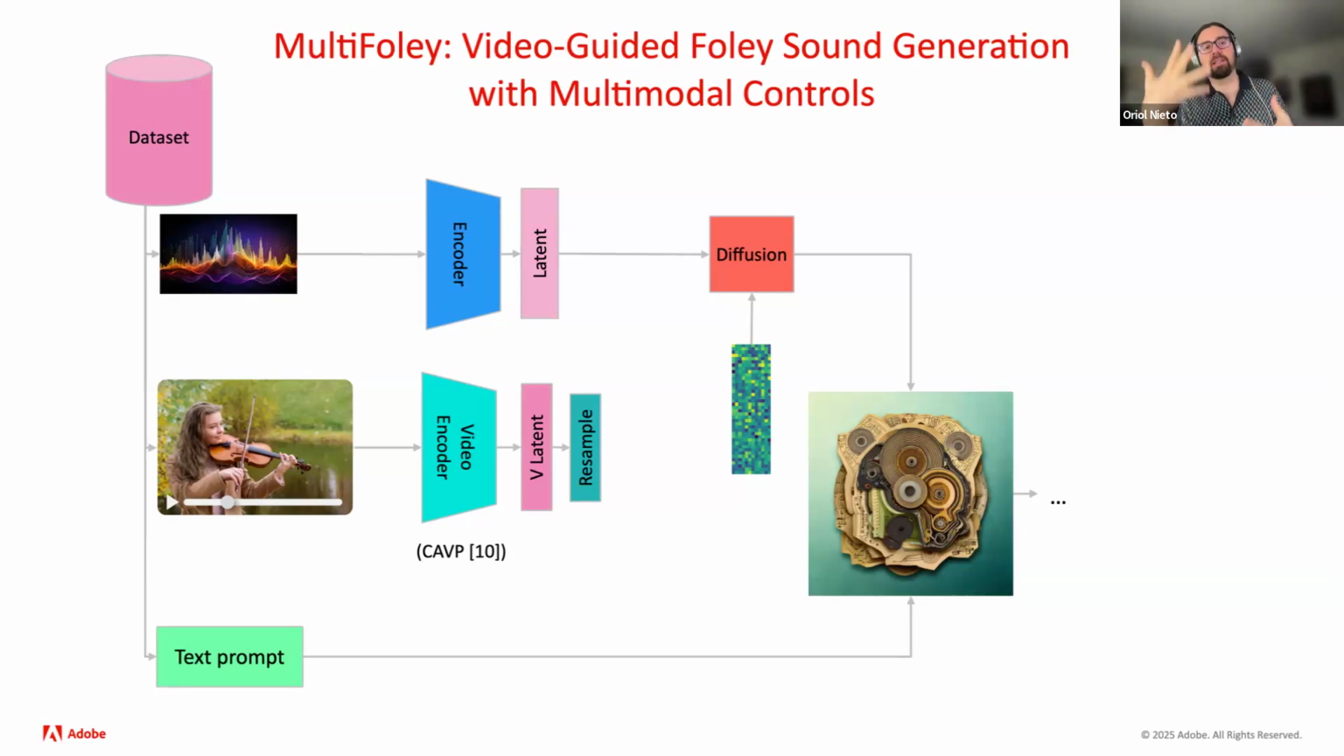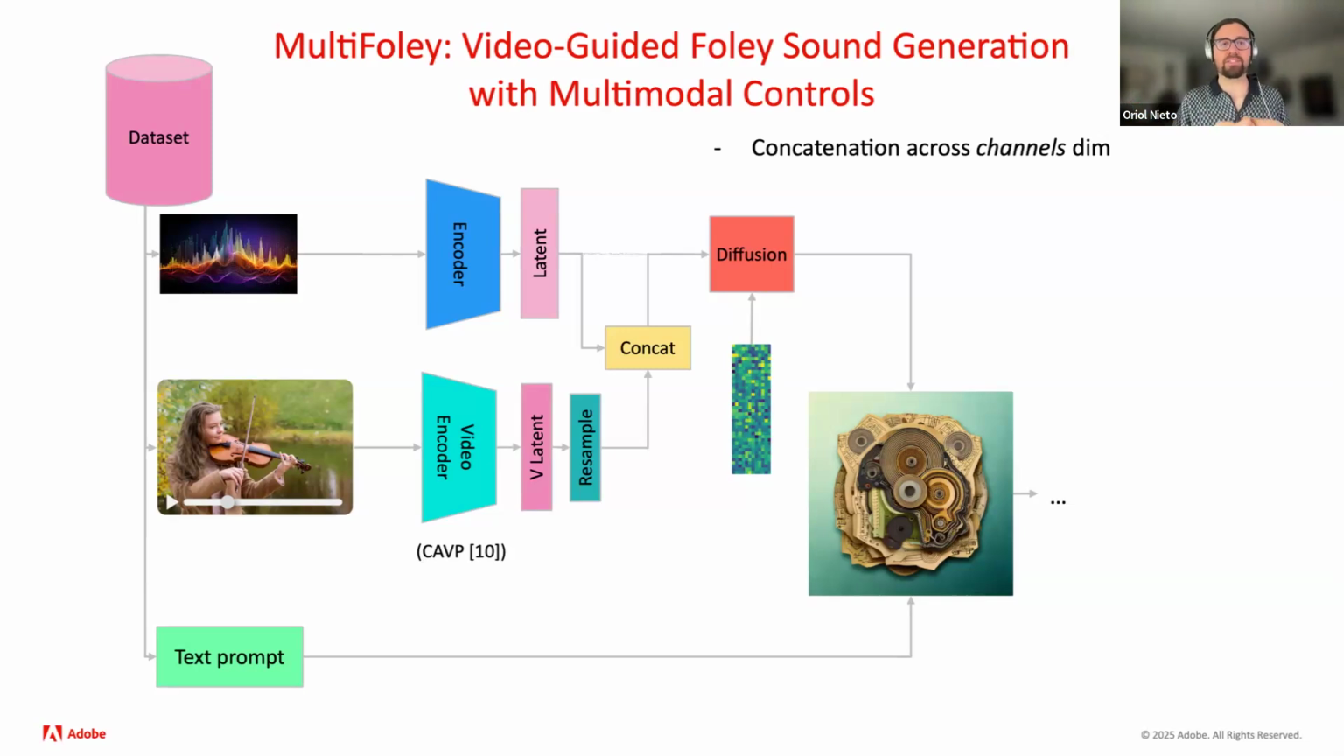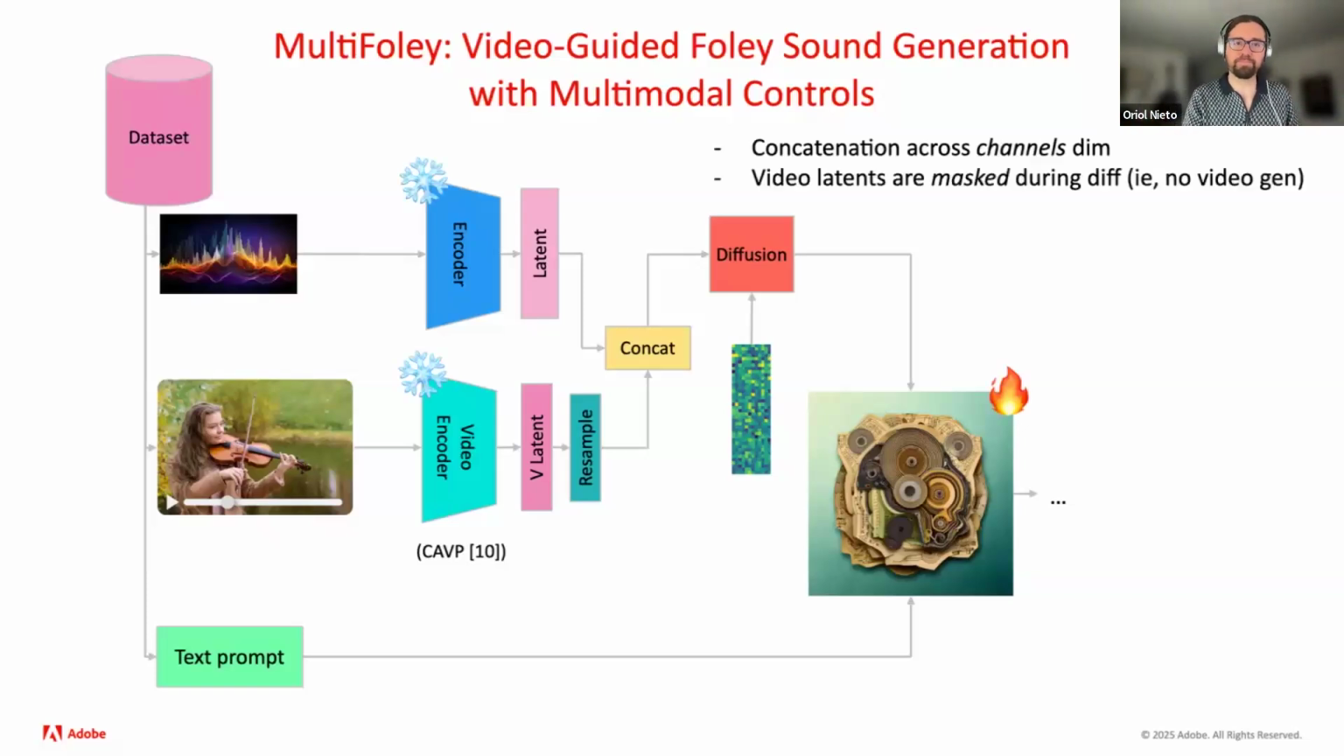Once the video latents and the audio latents are matched, we can just concatenate them, and we actually just concatenate them across the channels dimension of the tensor, so that we still have a valid tensor. We're just adding some dimensions through the channels. And once we do that, basically we just train as usual, right? The audio encoder and the video encoder are completely frozen. We just train the diffusion model.